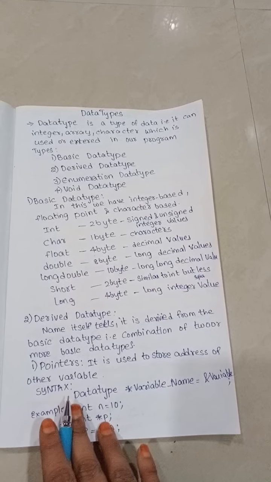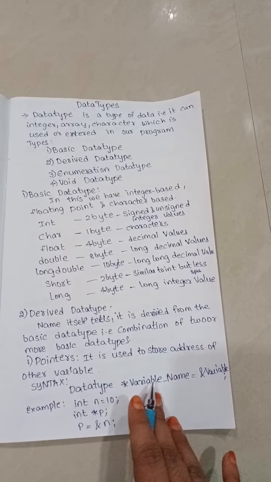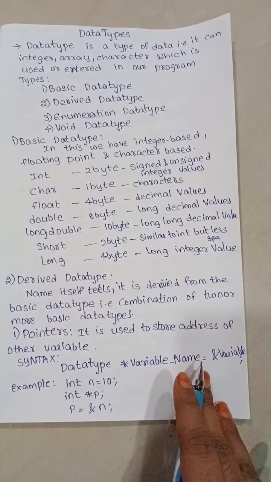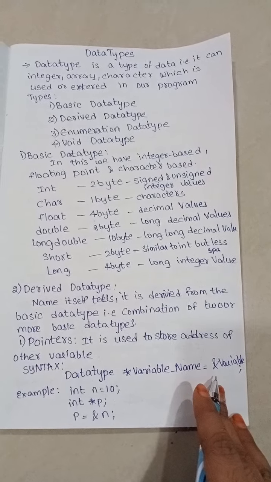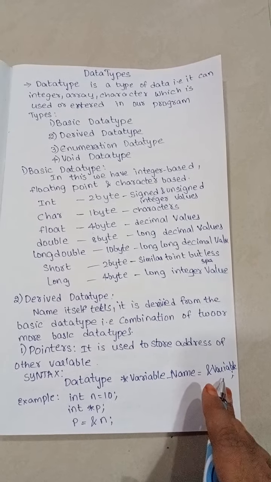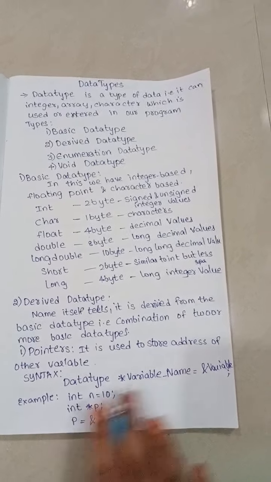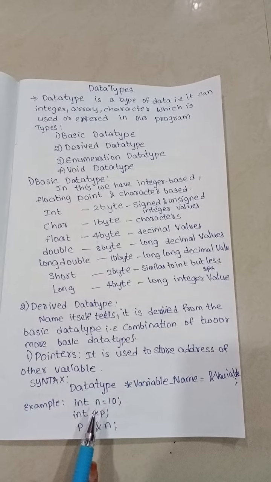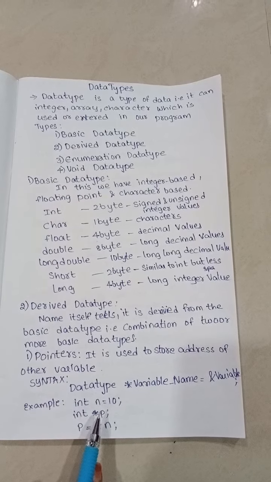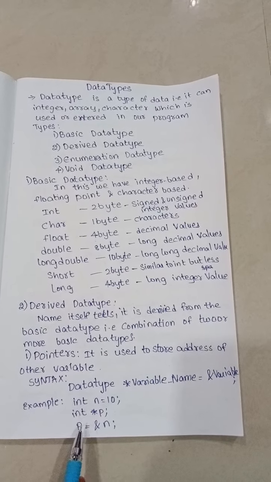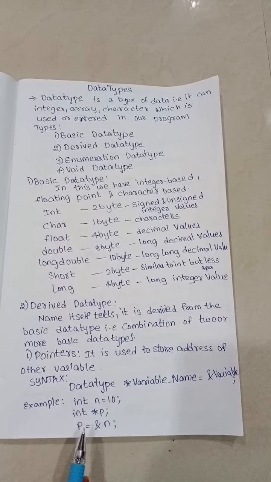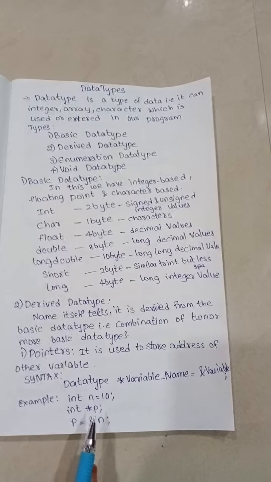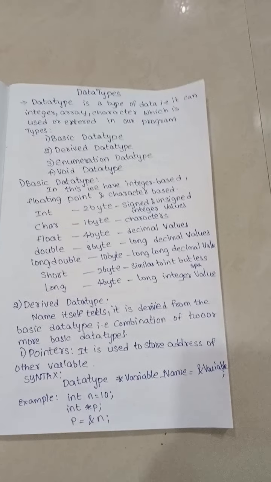Let us look at the syntax. Data type, star, variable name. The star is used to tell it is a pointer, and equal to ampersand means the address of the variable which we want to store. Here take the example: int n equal to 10, int asterisk p. The asterisk tells it is a pointer, and we are allocating the memory. p equal to address of n. Here p is storing the address of the n value.